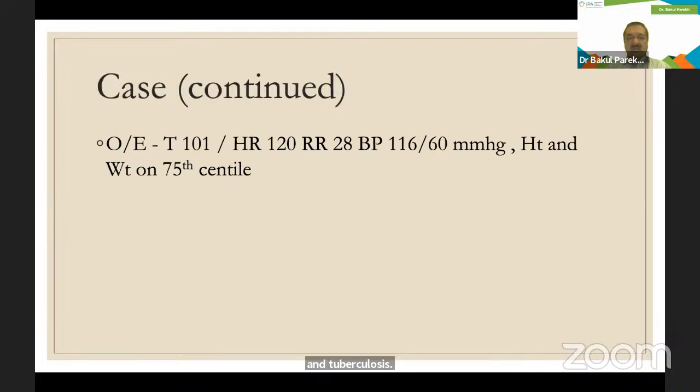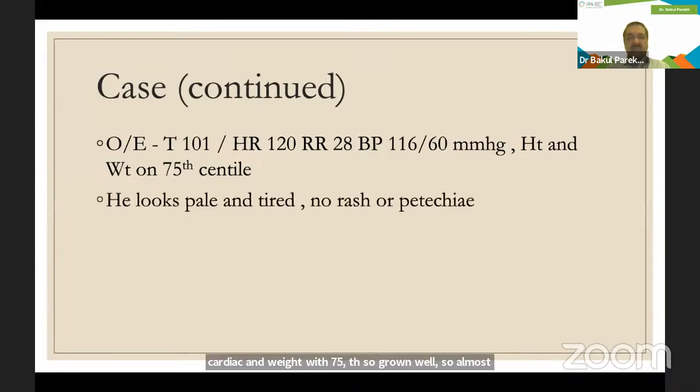So here temperature was 101 with increased heart rate, respiratory rate was normal. So there was no hypoxia as such. Blood pressure was 116, again within normal range, so no cardiac cause as far as possible. And height and weight were at the 75th percentile, so he had grown well. So almost any chronic infection was out. He looked pale and tired, so definitely anemia.